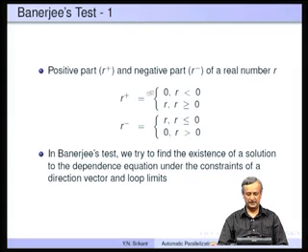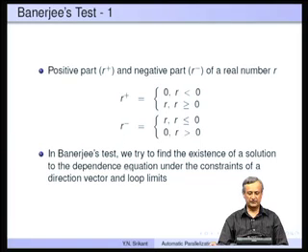r plus is 0 if r is less than 0. So, this is a positive, and if it is a positive number, r greater than or equal to 0, then it is just the number itself. So, this is the positive part. In the negative part, r minus, it is r if r is negative and it is 0 if r is positive. So, this is the negative part of the number.